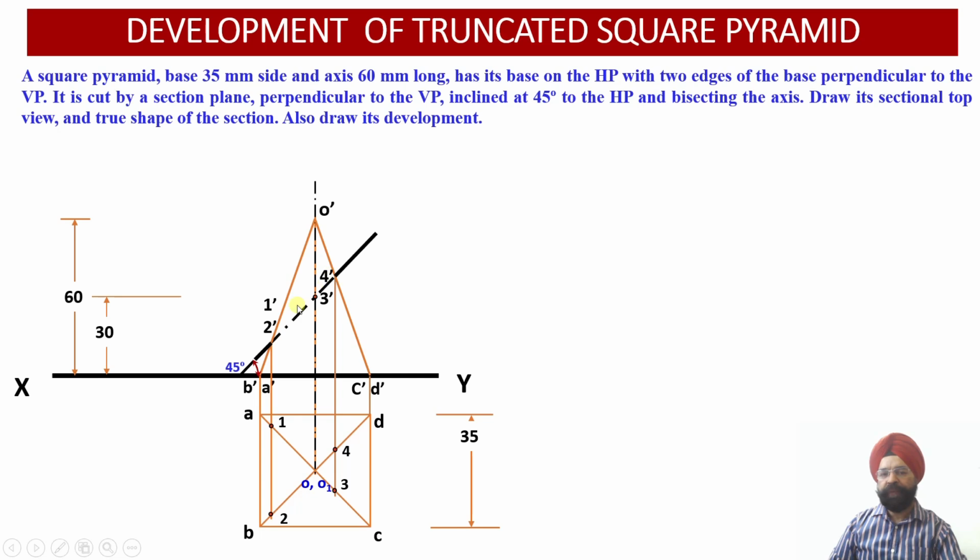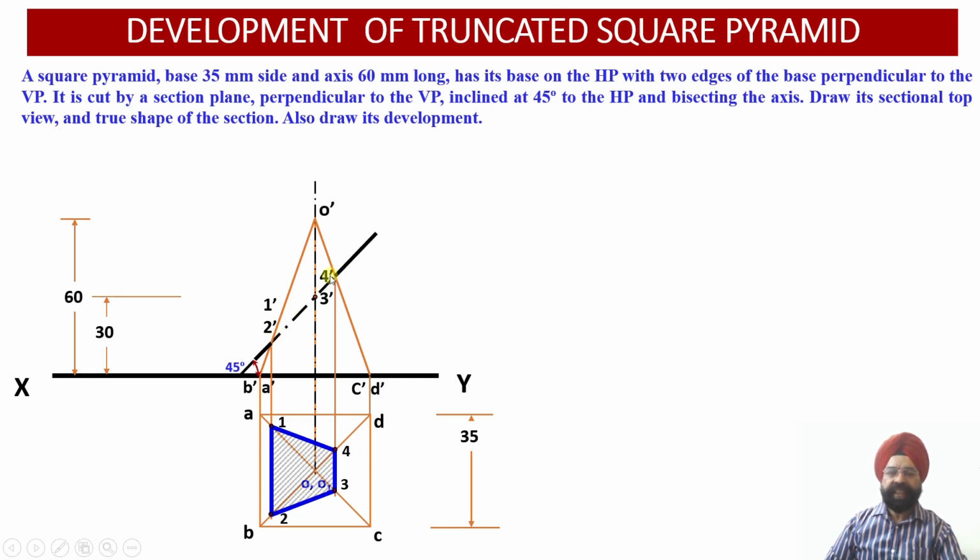So 4 points of intersection have been located in the front view. 4 points of intersection have been located in the top view. Once I join the POIs 1, 2, 3, 4 in the top view, that is, once these points of intersection are joined in the top view, I obtain the sectioned top view corresponding to this cut surface or this section surface.